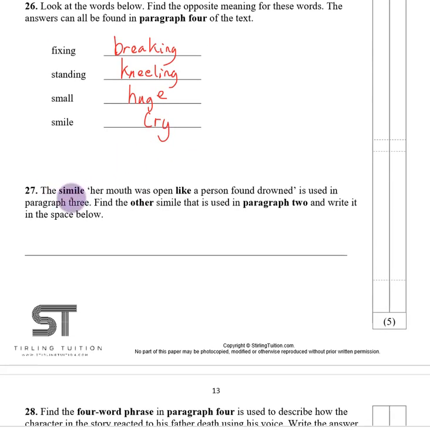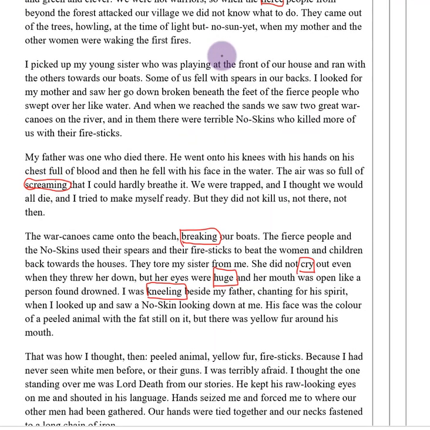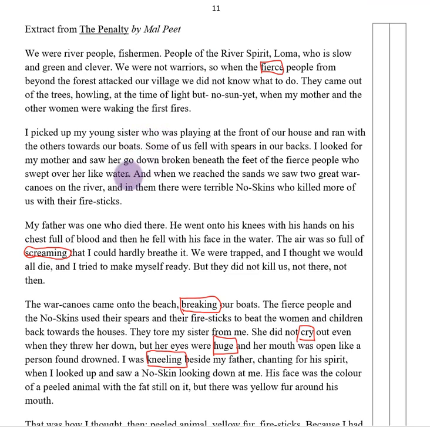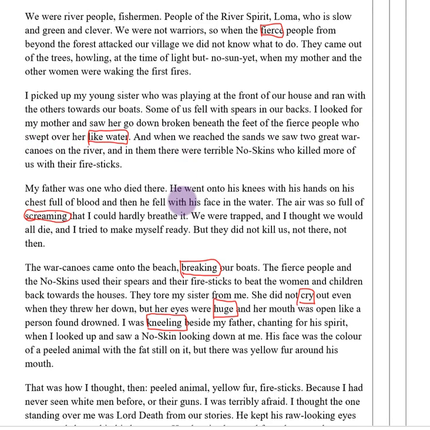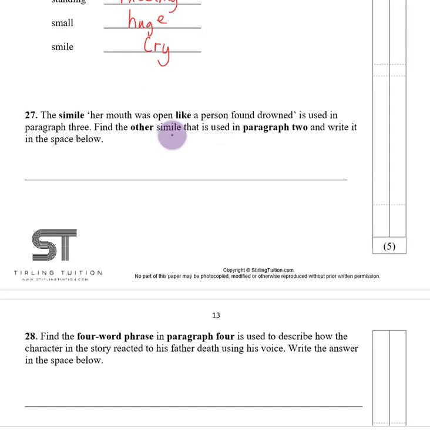Now, number 27. The simile, her mouth was open like a person found drowned, is used in paragraph 3. Find the other simile that is used in paragraph 2 and write it in the space below. A simile is where something is like or as something else. This is it here, where it talks about the feet of the fierce people who swept over her like water. So it's describing the people like water. If you've written a sentence that has like water in it, then that would be correct.